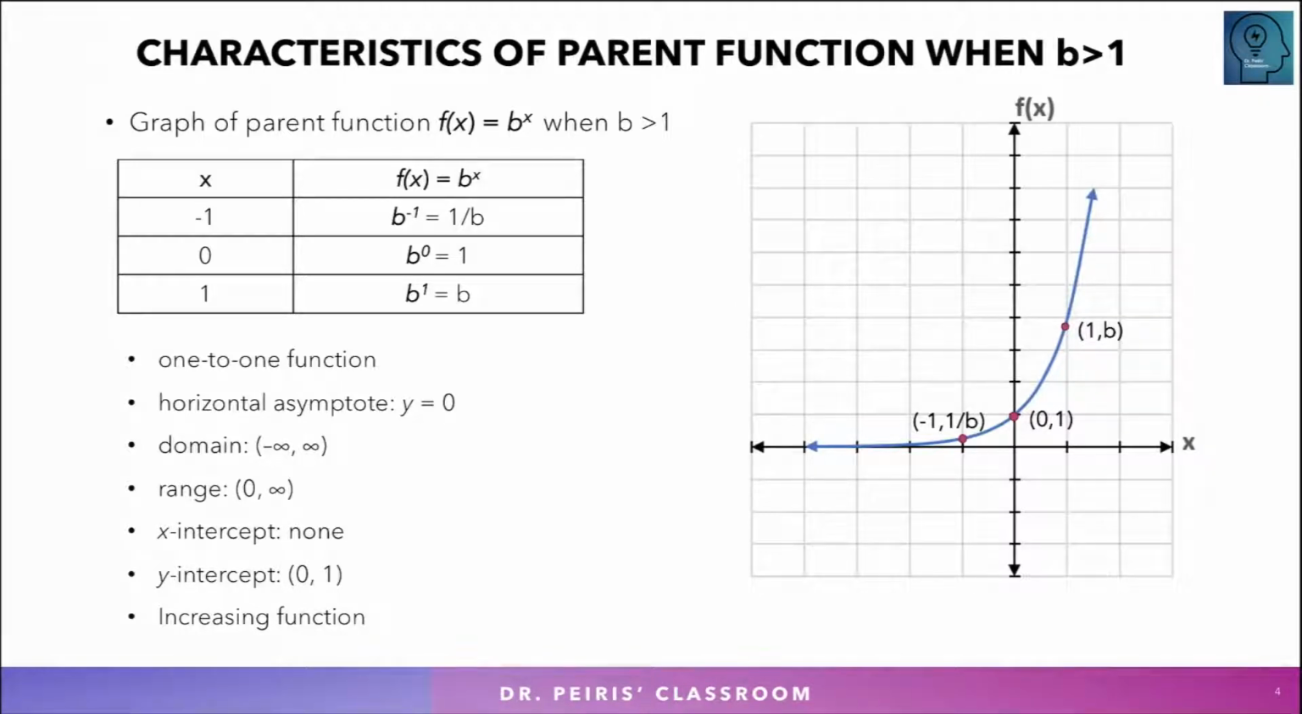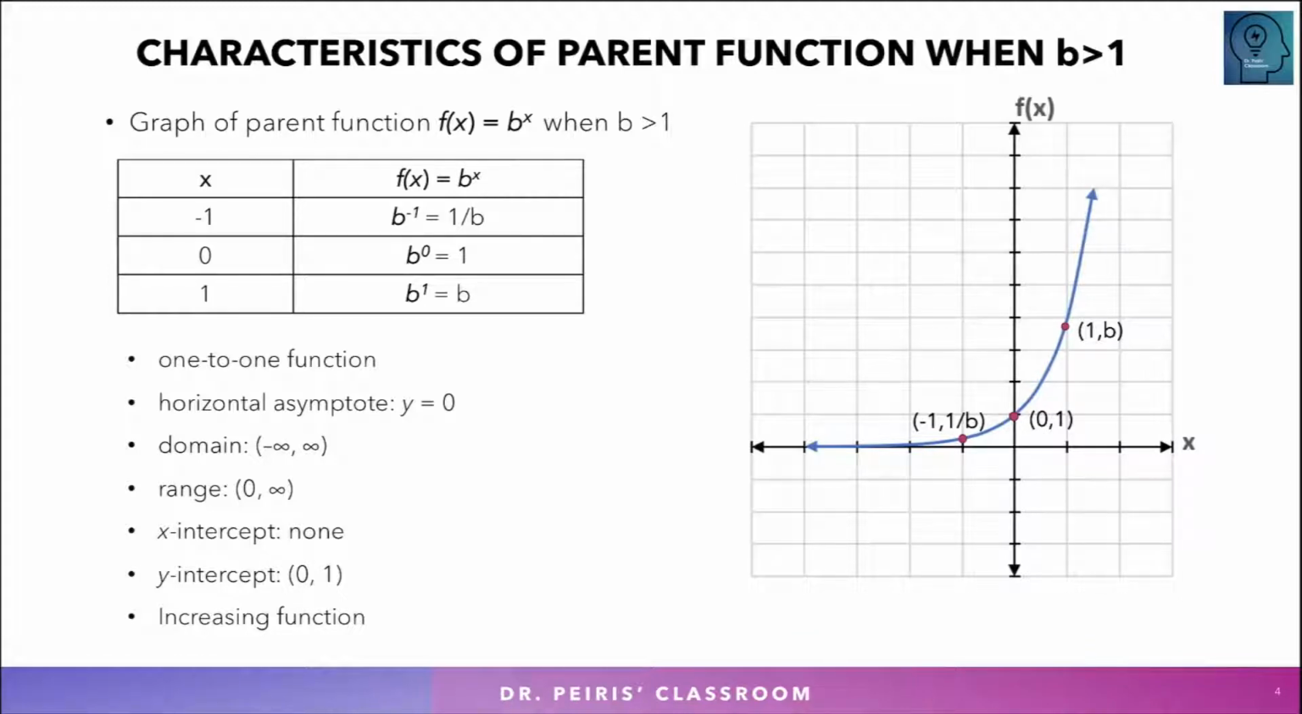And do we have any x-intercepts? There are no x-intercepts. This function never crosses the x-axis because it only approaches 0. And the y-intercept is at 0, 1. So these are the basic characteristics of the parent function when b is greater than 1.